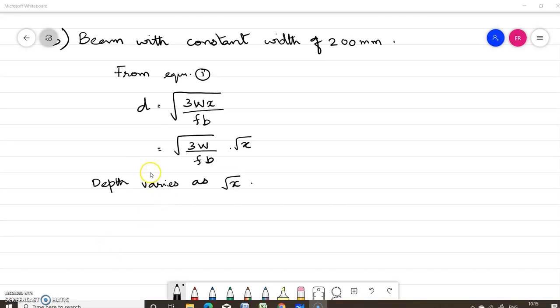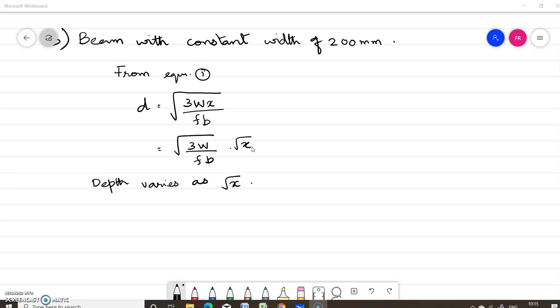Now the second case is beam with constant width of 200 mm. So here the depth is varying while the width is kept constant as 200 mm. So we have to find out the value of the varying quantity, that is depth. From the above equation we will get depth is equal to root of 3WX by FB. So we can see depth varies with root of X.